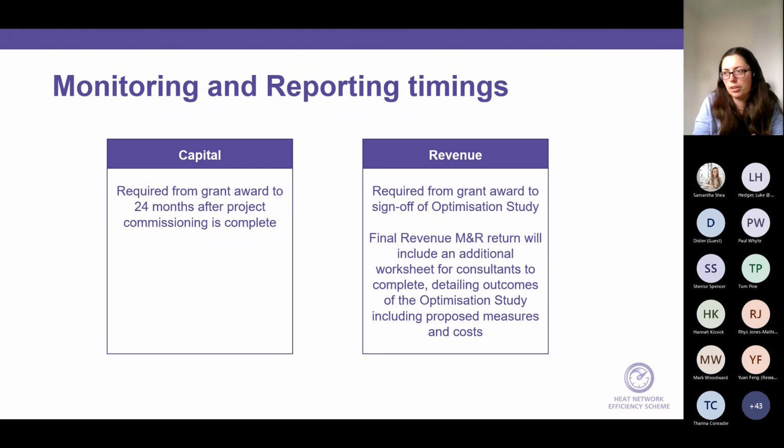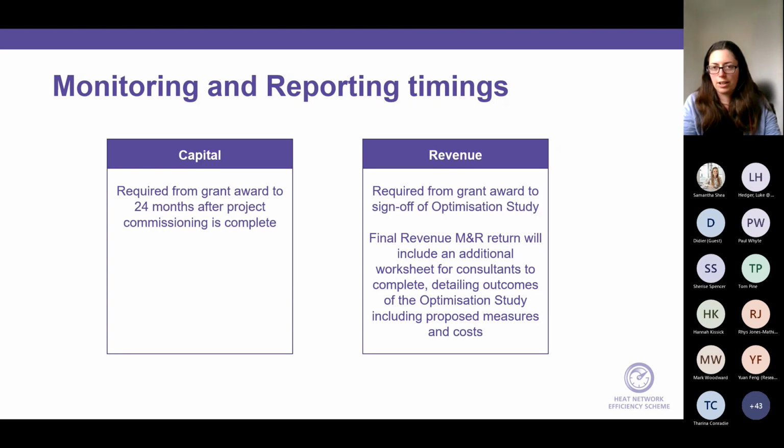And obviously it's covering 2 heating cycles or heating seasons. So we can really gather that compared to the baseline information that they will have provided, which again is annual figures in most cases. From a revenue perspective, it's required from the point of grant award to the sign off of the optimization study. And within that final revenue M&R, there will be an additional tab or worksheet that we would expect you guys as consultants to complete.